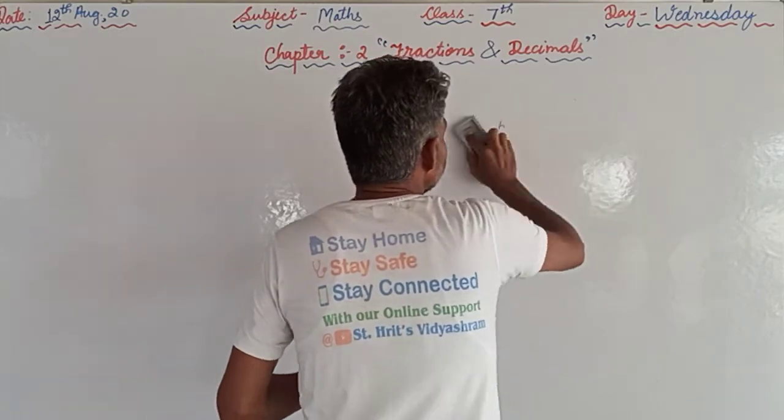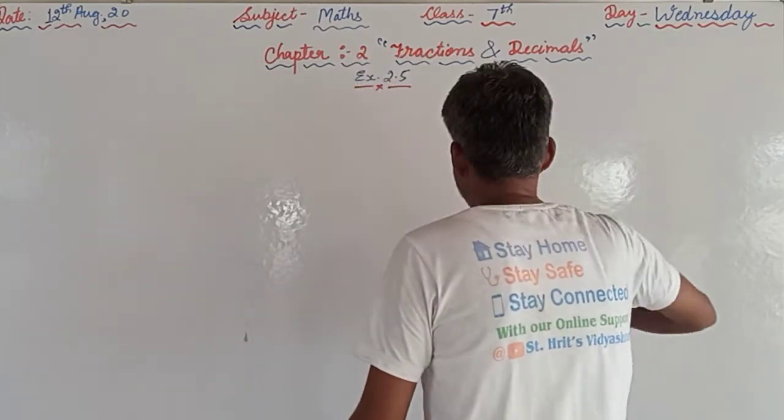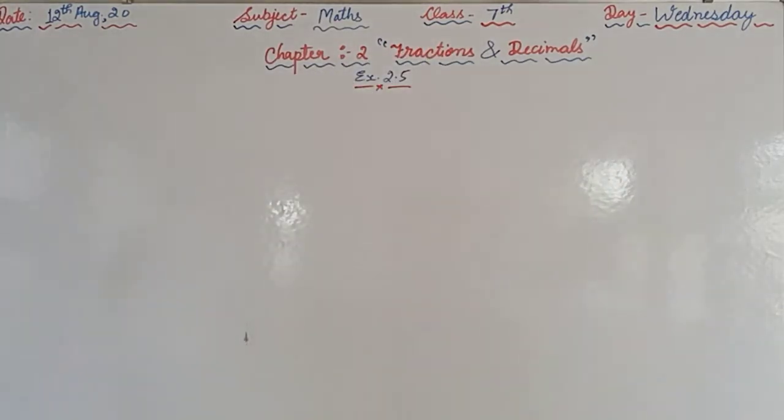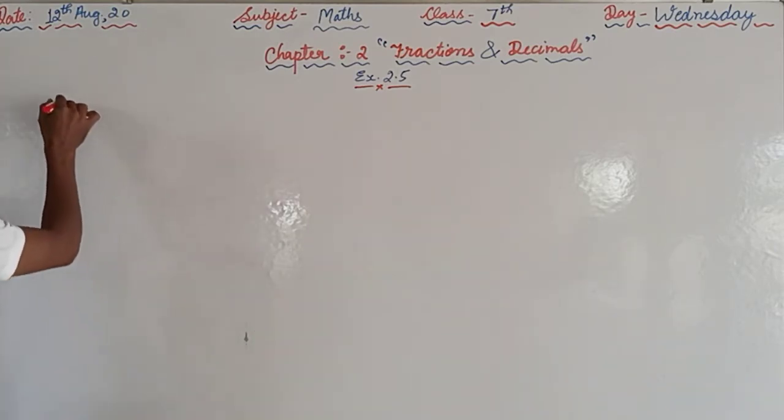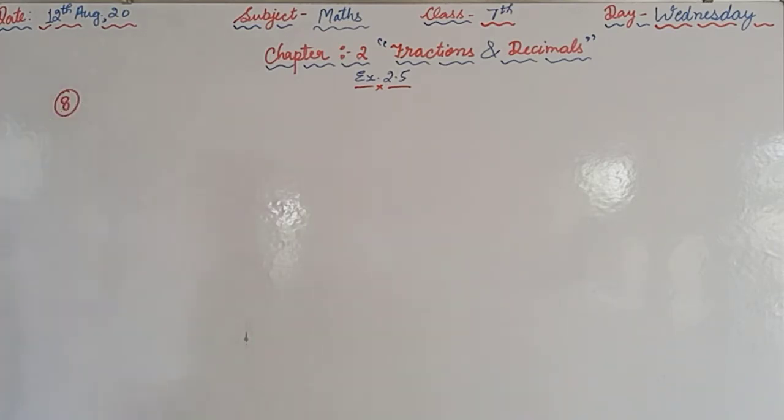So now we will first of all read question number 8. Afterwards we will solve that question. Shyama bought 5 kg and 300 grams of apples and some mangoes as well.